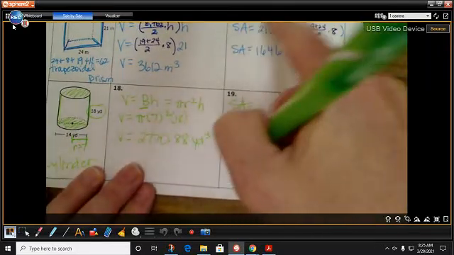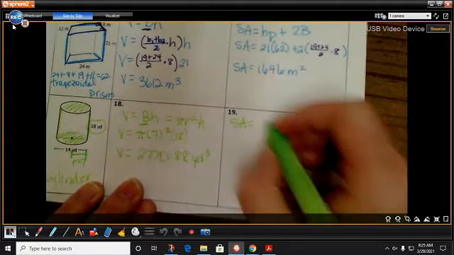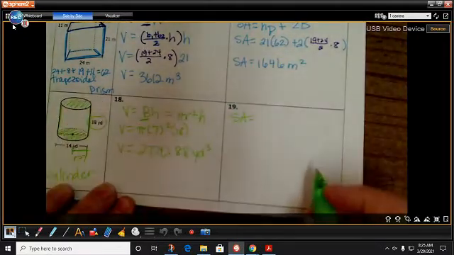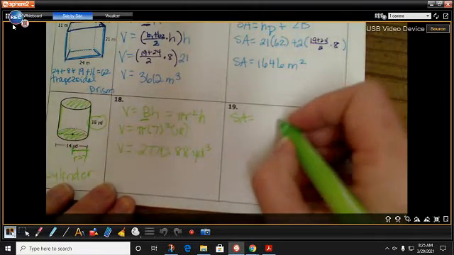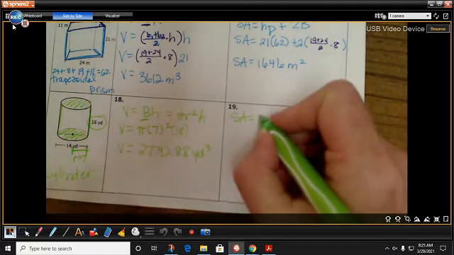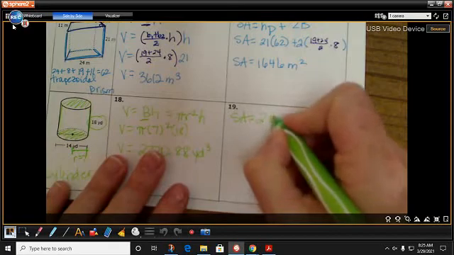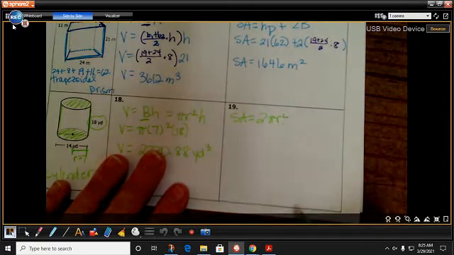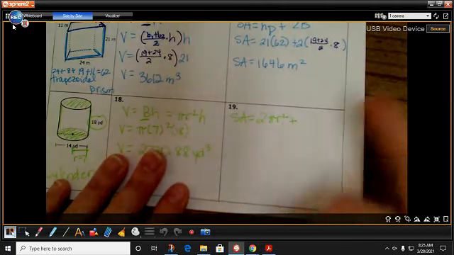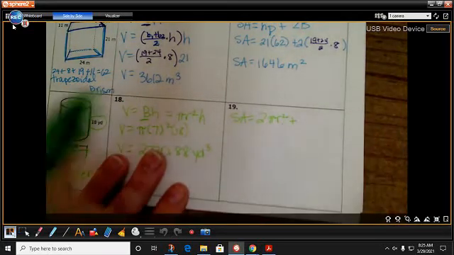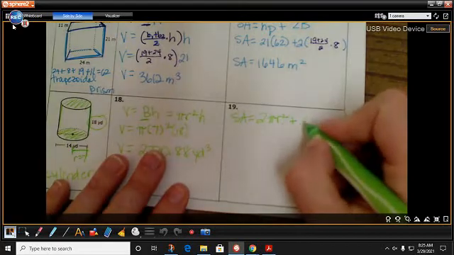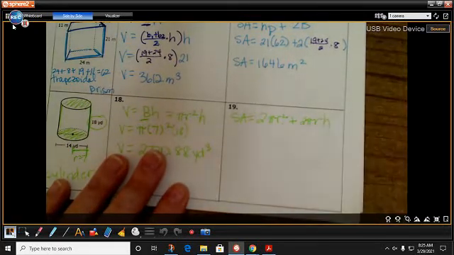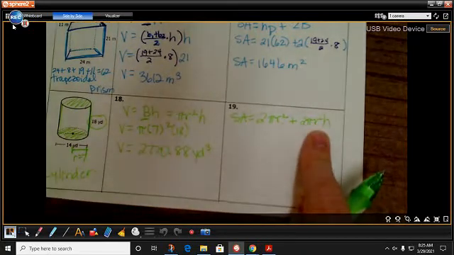Now, it was height times perimeter previously, but since my perimeter is the circumference of a circle, I have it looking slightly different. So my bases are going to be 2 pi r squared, because that's the area of the base, and I have 2 of them. Then for the lateral area around the outside, it's going to be 2 pi r, that's my circumference, times the height. So I've got these two formulas.